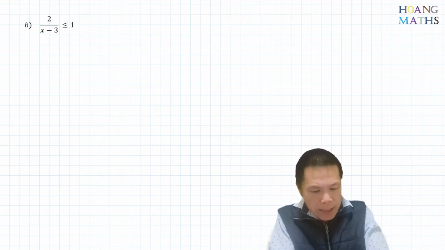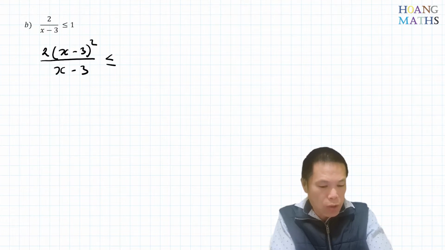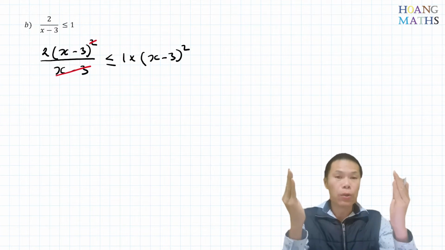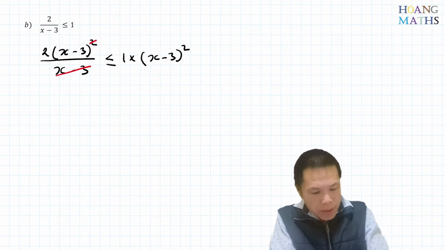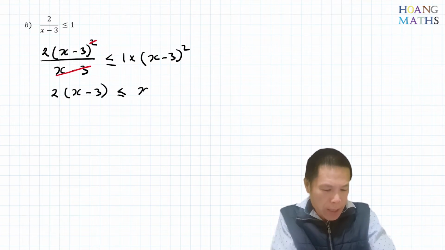So this means that I just write it down. So that becomes 2x minus 3 squared over x minus 3. And of course, I need to do the same thing on the right hand side. So times by x minus 3 squared. And I simplify this with this, see? There you go. So now we have 2x minus 3 less than or equal to x minus 3 whole squared.